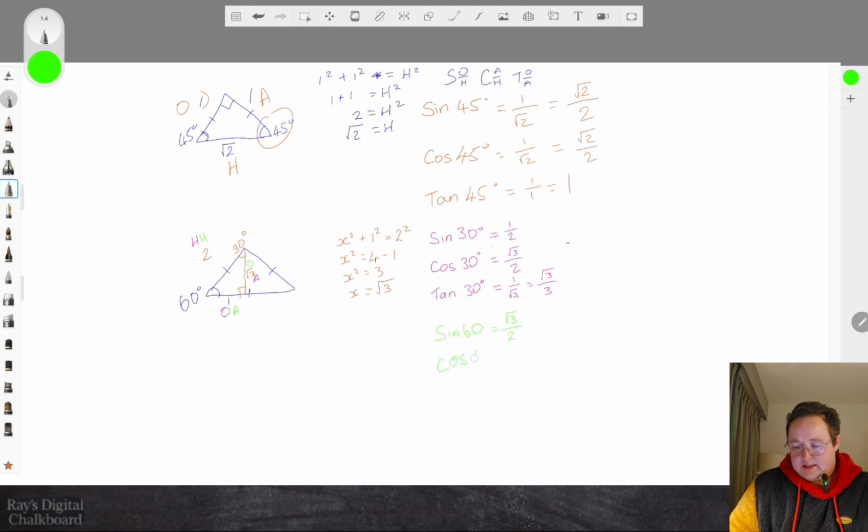So now we want cos 60, and this is the adjacent. So for the green adjacent, which is 1, over the hypotenuse, which is 2. And finally, we'll go for tan 60. This time we're going for the opposite, which is root 3, over the adjacent, which is 1. So that is equal just to root 3.